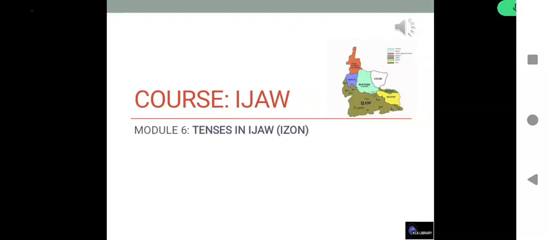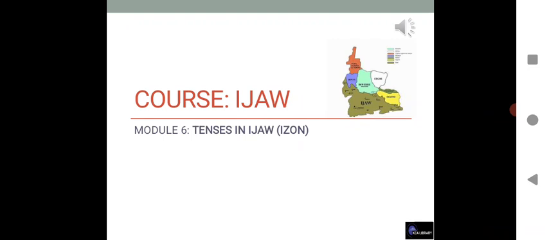Module 6, Tenses in Ijaw. In this module, you will learn about tenses in Ijaw, which are used to show the time of an action or event. Tenses help us understand whether something is happening now, has already happened, or will happen in the future. This is very important in communication because it allows speakers to clearly explain when actions take place.